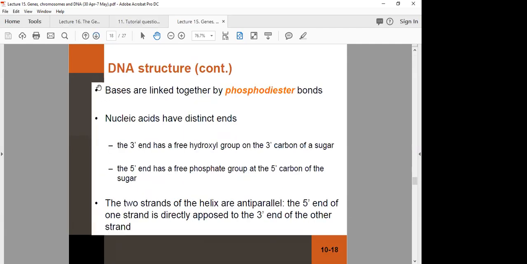We've seen that bases are linked together by phosphodiester bonds, and that the nucleic acid strands of DNA have distinct ends. The 3' end of a strand of DNA has a free hydroxyl group on the 3' carbon of the sugar. The 5' end has a free phosphate group at the 5' carbon of the sugar. The 2 strands of DNA within a DNA helix are said to be antiparallel, which means the 5' end of one strand is directly opposed to the 3' end of the other strand.